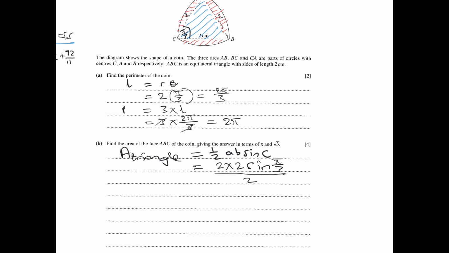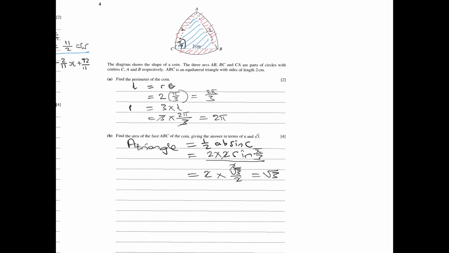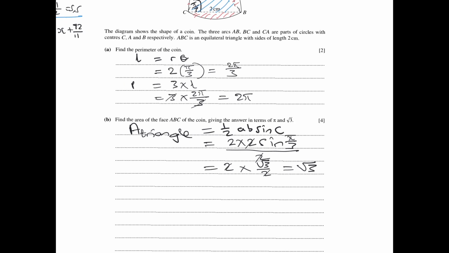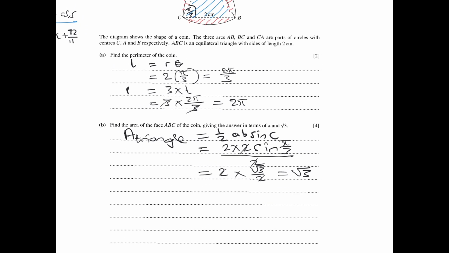Okay, it's better that I put it in that form. So simplifying that, I'm going to get 2 multiplied by sine of pi over 3. That gives me square root of 3 over 2. So simplifying this, what am I going to get? I'm going to get square root of 3. That is the area of the equilateral triangle. Now let's get the area of the sector.